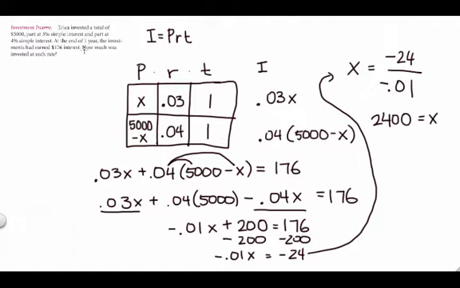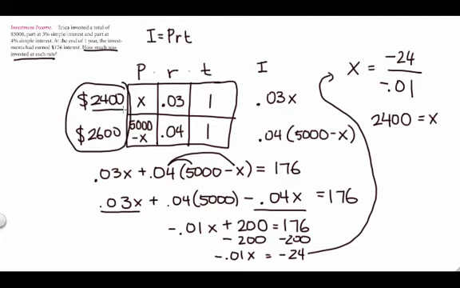The question was, how much was invested at each rate? So we found out one of them, right? Because x is 2400, but the other one we can find out based on this one, because we know that their sum, when I add these two together, it has to be 5,000. So this one is 2,600. So your solution would be you invest 2,400 at the 3% simple interest, and you invest 2,600 at the 4% simple interest to get 176 total in interest. And that is the end of 1.5.